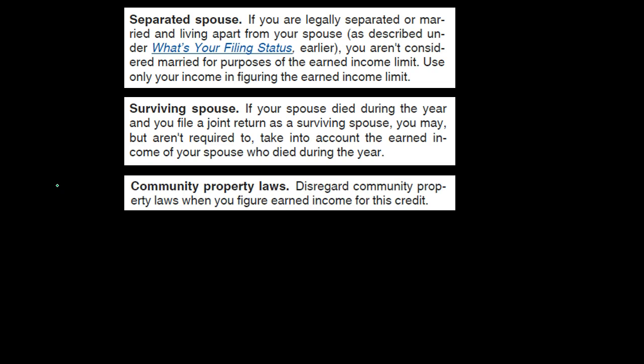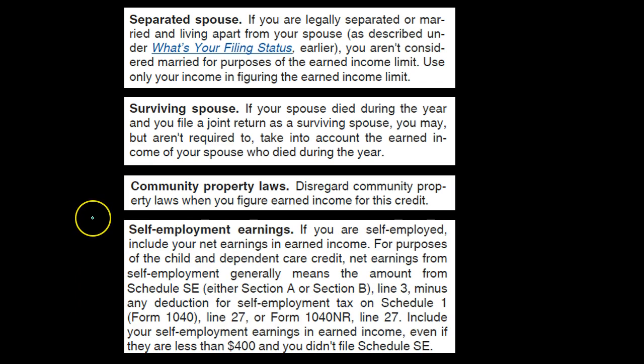Community property laws. Disregard community property laws when you figure the earned income for this credit. So the community property laws, they're saying, basically aren't going to change the way the calculation will work for the purposes of this credit.